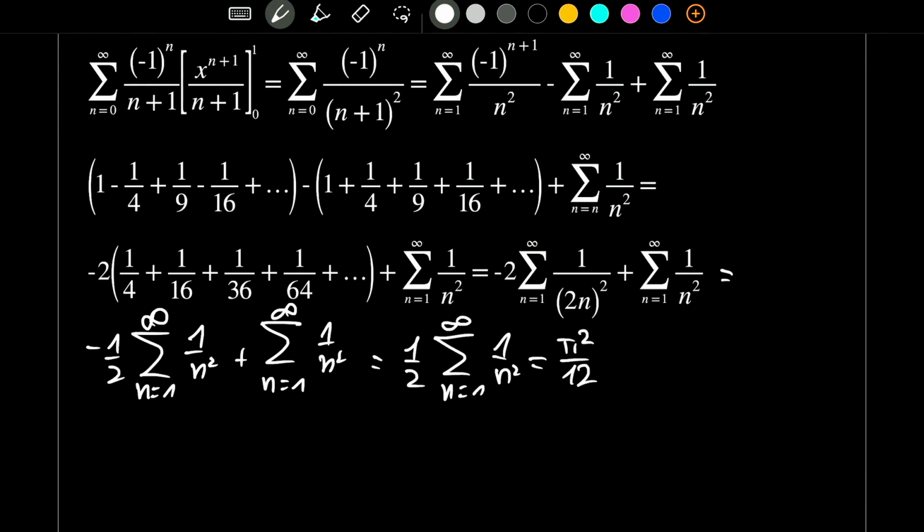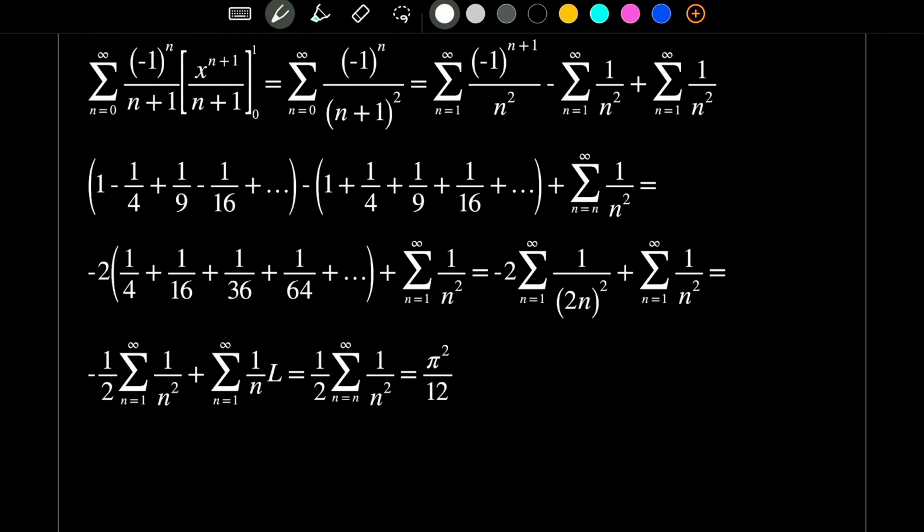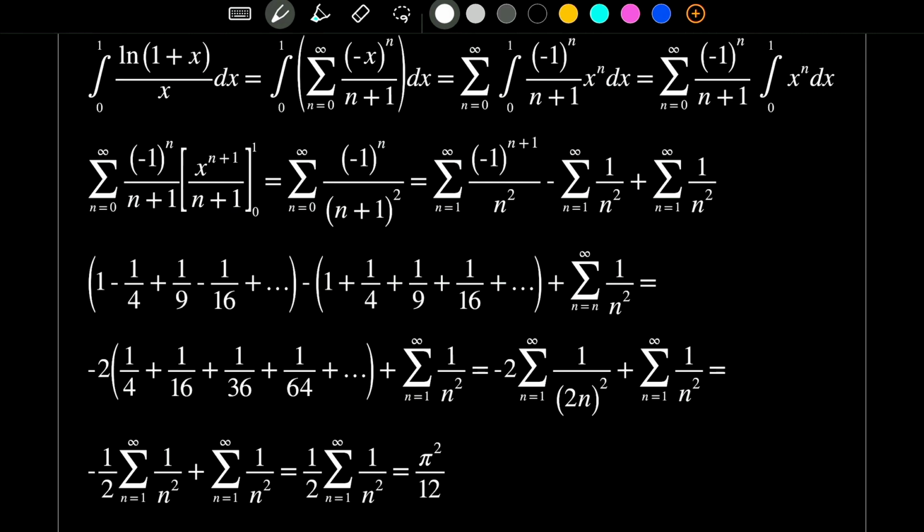So I'll link down below to the proof of this last fact over here. It's quite a nice proof, so I definitely recommend watching it if you're interested in solving these tougher integrals, because they often rely on at some point you realizing, oh wait, this is a well-known sum, which is in this case the Basel problem, pi squared over 6.